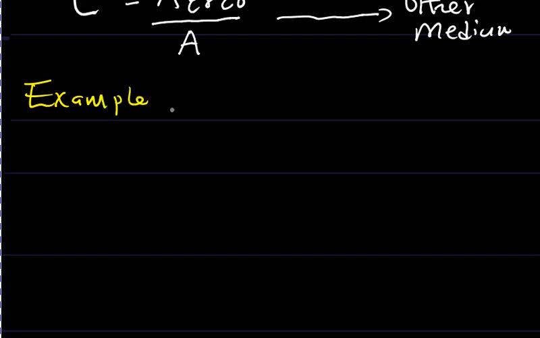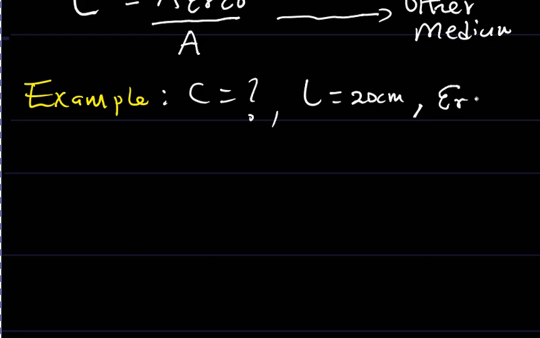Okay, let's look at a situation where you're being asked to calculate the capacitance of a capacitor of square plates whose length is, let me say, 20 cm. Then, given that the relative permittivity of the medium that is used is 50.